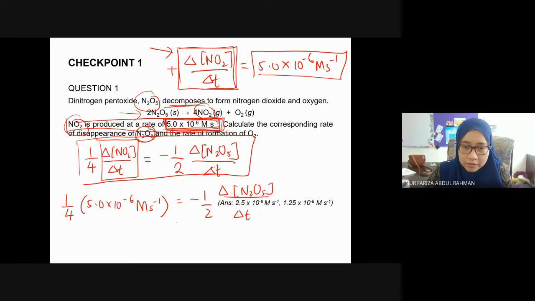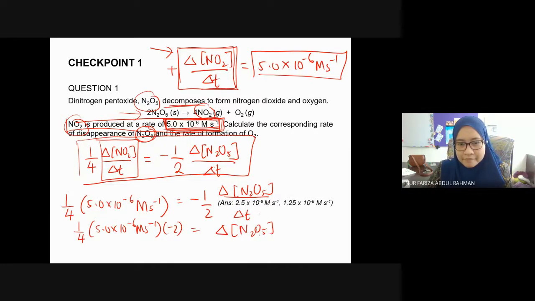Alright. Okay, so you transfer to the other side. Katakanlah kan, you bawa lah semua ni pergi ke sana lah. So 1/4 times 5.0 times 10 to the power of negative 6 molar. Unit guys. Jangan lupa. Okay, so negative 2. Okay, alright. Remember, numerical value should be positive. So you transfer this negative just now. So the answer will be 2.5 times 10 to the negative 6. Negative tu transfer to this side.